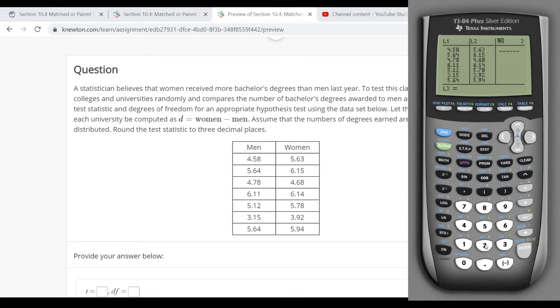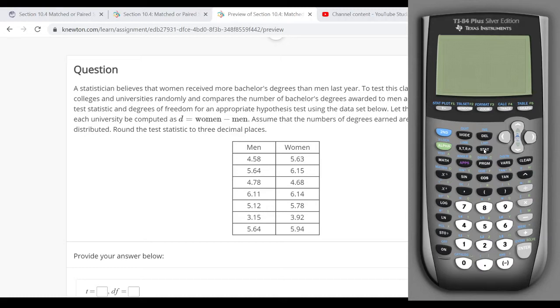I'm just going to go second L2 minus second L1, and what's going to happen is it's going to take all these pairs of data, take the value from L2 and subtract the value from L1. And you see all these now. This list L3 is all the differences between L2 values and L1 values. And L3, just keep that in mind, L3 is the list that I'm going to be using when I do my calculations.